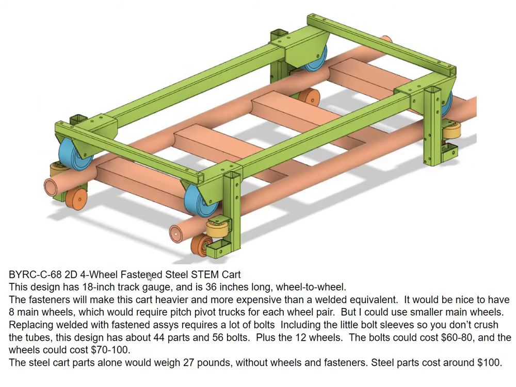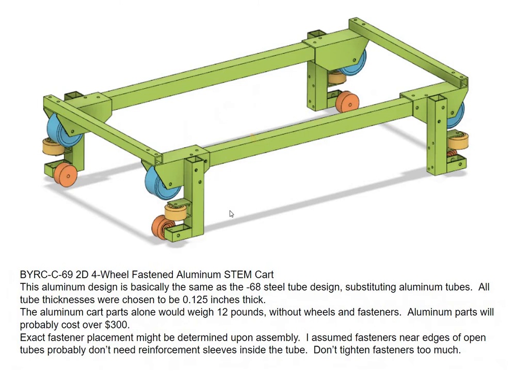It's basically a similar design to my steel tube cart, but it uses all 1/8-inch thick aluminum, because aluminum's quite a bit lighter, a third of the weight of steel, and so you can make it thicker and still come out ahead. So I saved, I think, 12 pounds on this over the steel one. The aluminum parts would weigh 12 pounds. That's all they would weigh. But then you add the wheels and the fasteners in.